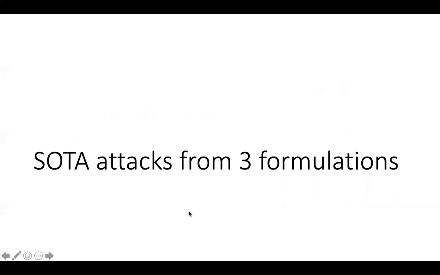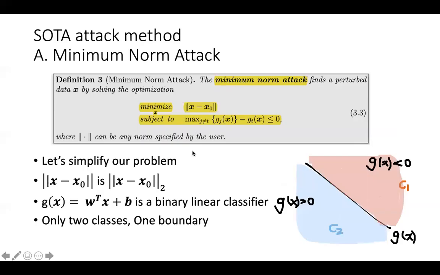So next, let me introduce the attack methods from the three formulations. For the minimum norm attack, let's first simplify the scenario. Suppose we use the L2 norm for the distance metric, and we use a binary linear classifier. That is, g(x) is equal to some weight vector times x plus b. And we have only two classes, one boundary. So it's either g(x) less than 0 or g(x) larger than 0.